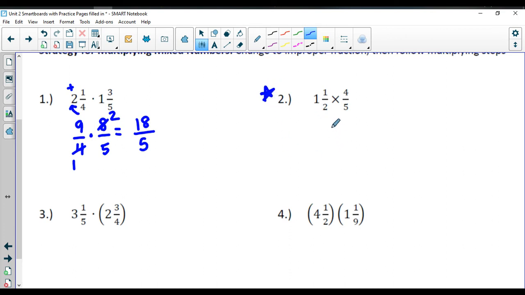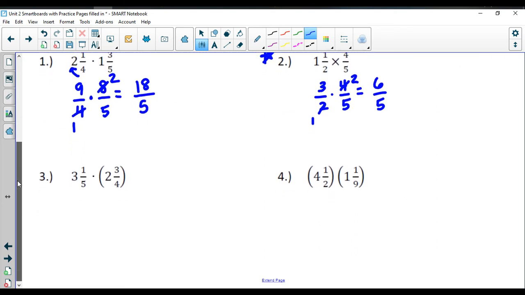Go ahead, take a look at question number 2. I'm going to have you actually type in what your improper fractions are, and then I'm going to also ask you for your answer. So for your improper fraction on the first one, 2 times 1 is 2, plus 1 is 3 halves. And then this one does not have an improper fraction to make, but you do actually have a cancellation that you can do, and that will give you 6/5 for your final answer, or 1 1/5.